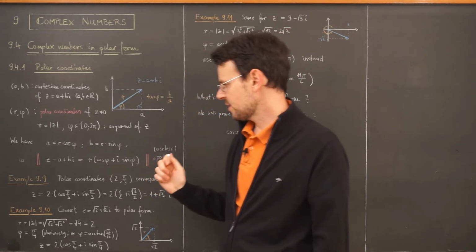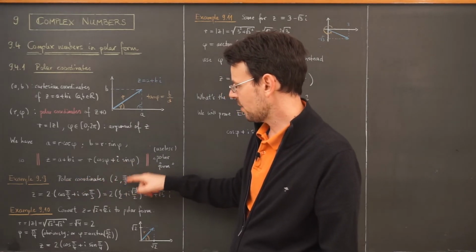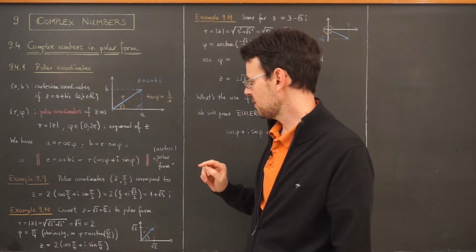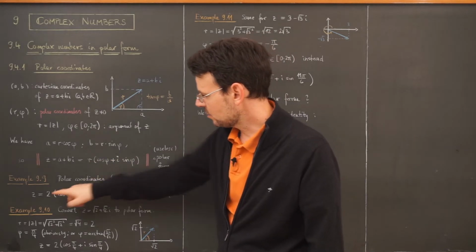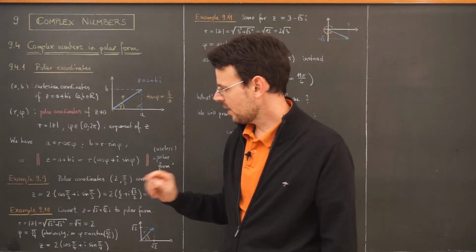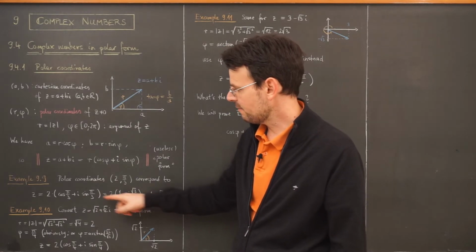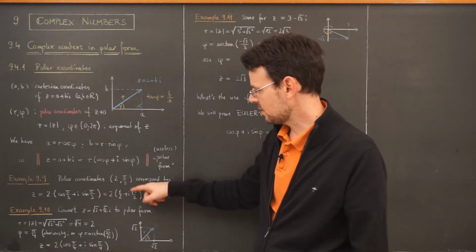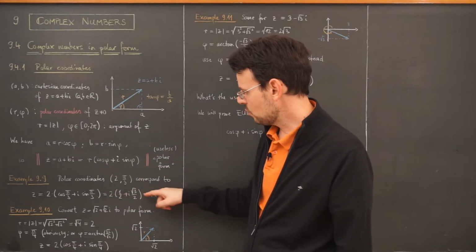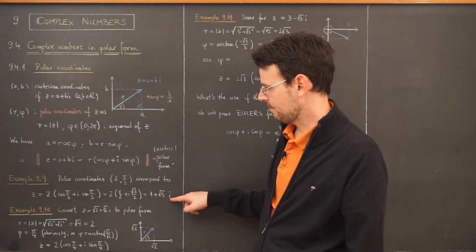Okay, let's look at some simple examples. First of all, when I have polar coordinates, for example 2 and pi over 3, then it's very easy to write down the polar form of this complex number. Simply plug in 2 here, and for phi, pi over 3, and then using a calculator or knowing it by heart, cosine of pi over 3 is 1/2, and the sine of pi over 3 is the square root of 3 divided by 2. Multiplying out by 2, I end up with 1 plus square root of 3 i.